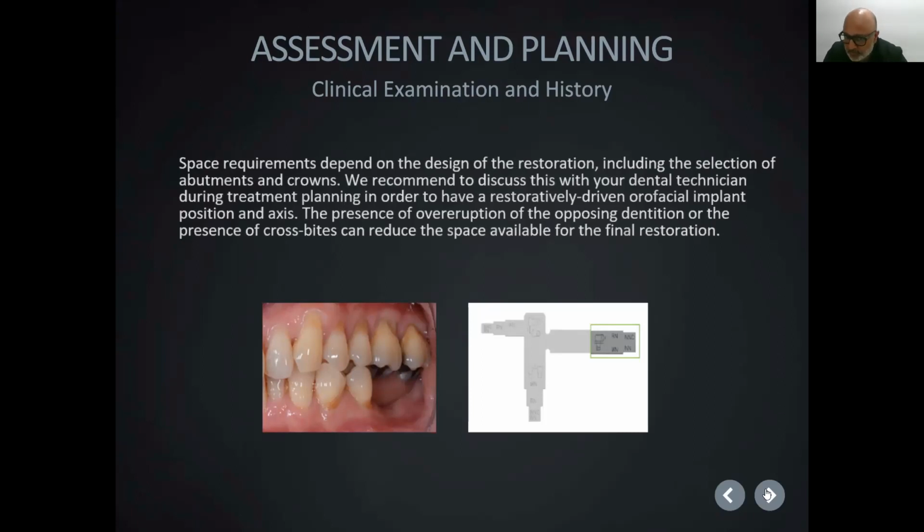The presence of overeruption of the opposing dentition or the presence of crossbites can reduce the space available for the final restoration. This is important for you to check, especially with excursions, because although you look like you've got the space, when people have a crossbite or overeruption, you suddenly find overeruption being more obvious because you can see it when the patient bites together. But the crossbite, not as much, until you check their lateral excursion. So that's just as important.